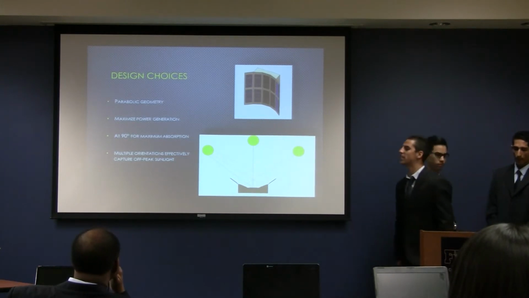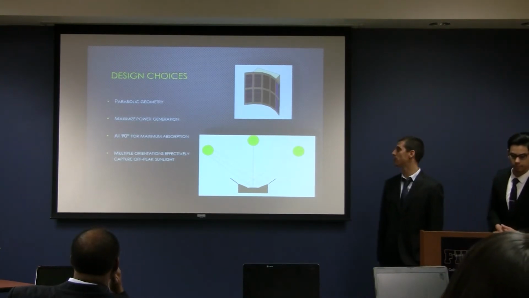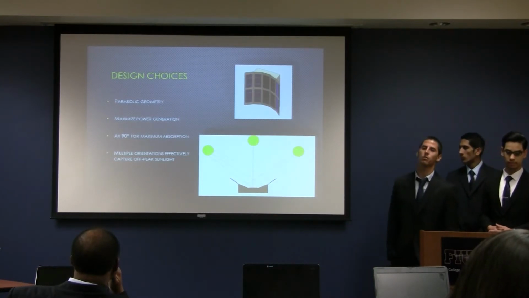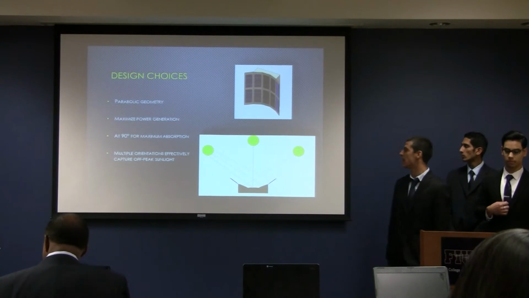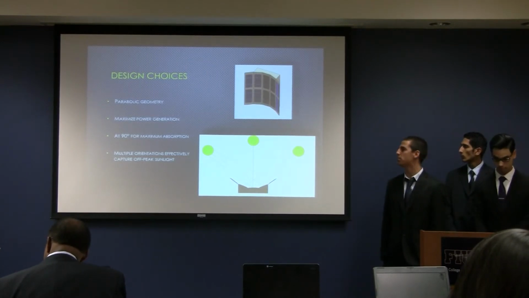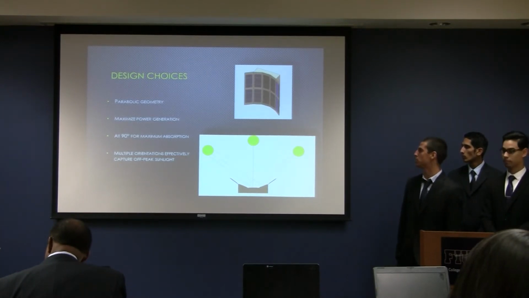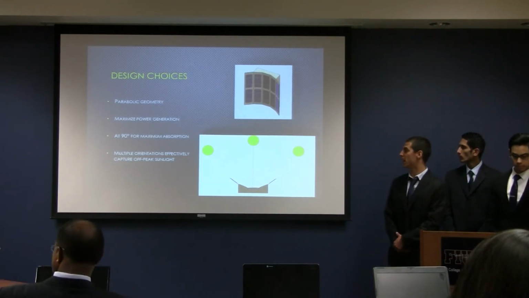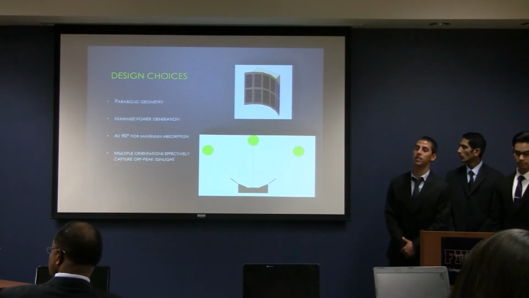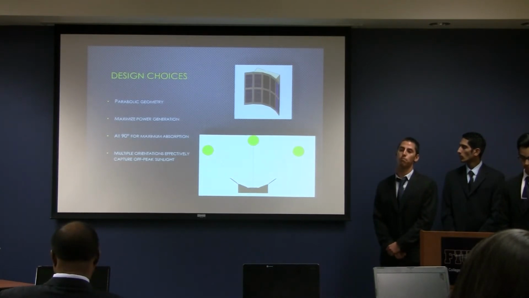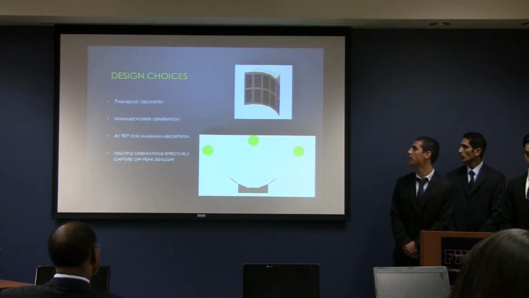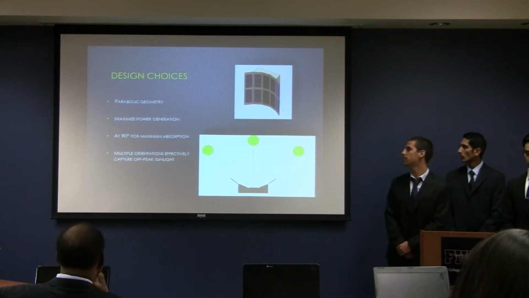So for our final design, we chose to use the parabolic curve geometry. We use this to maximize power generation because it remains at or around 90 degrees to incident sunlight at all times, which is the angle for maximum absorption. Also, since each solar cell is angled at a different orientation, it can effectively capture off-peak sunlight such as morning and afternoon hours, whereas the flat panel works most efficiently only at midday when the sun is directly overhead.